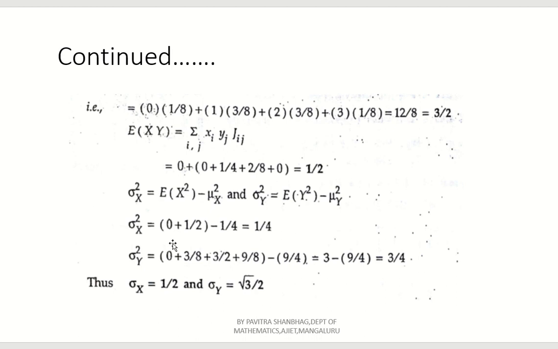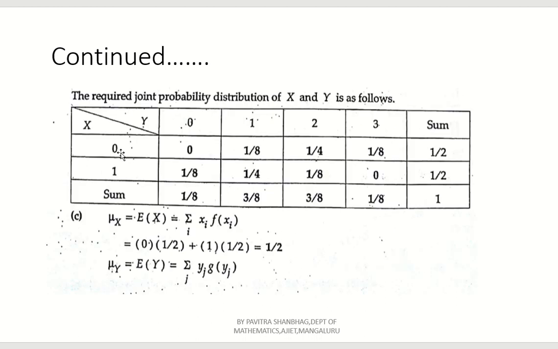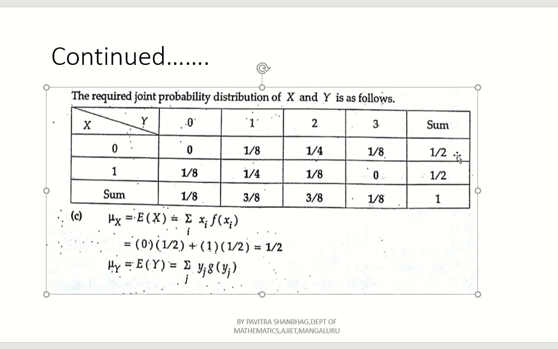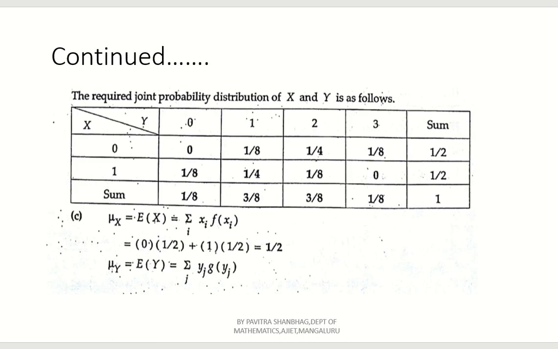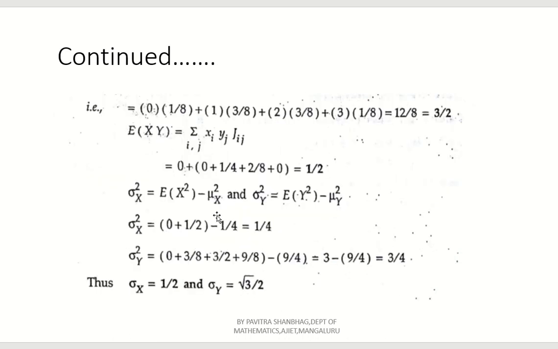E of x square you need to find, that is summation x square fx. So what will you get here? X square is 0, 0 square into 1 by 2 is 0, plus 1 square into 1 by 2 means 1 by 2. So E of x square is nothing but 1 by 2. See here, 1 by 2 minus mu of x whole square, that is E of x whole square. E of x we already obtained as 1 by 2. So 1 by 2 minus 1 by 2 whole square, that is 1 by 2 minus 1 by 4, that is 1 by 4. Now what is sigma y square? That is E of y square minus mu y square. But what is E of y square?